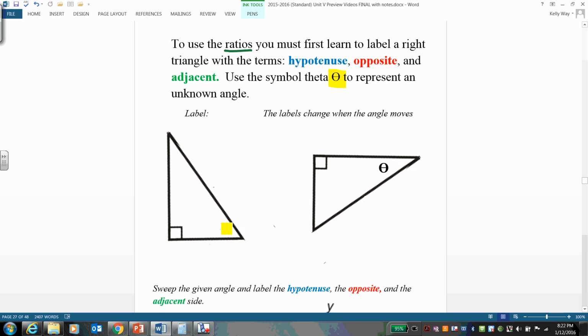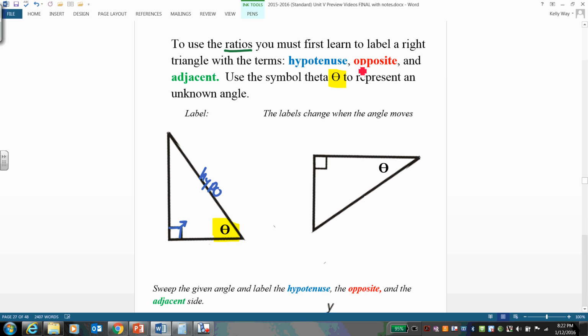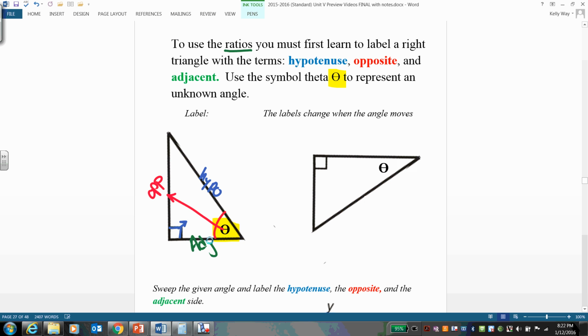So I'm going to show you how to do one. Ready? So if this is our theta, step 1, you always find the hypo. That's easy. The right angle points to the hypo. Hypo is always hypo. That never changes. However, when the theta changes, what defines opposite and adjacent does change. Ready? Sweep the theta. Now draw an arrow across from the theta. That's opposite. And your adjacent means next to.